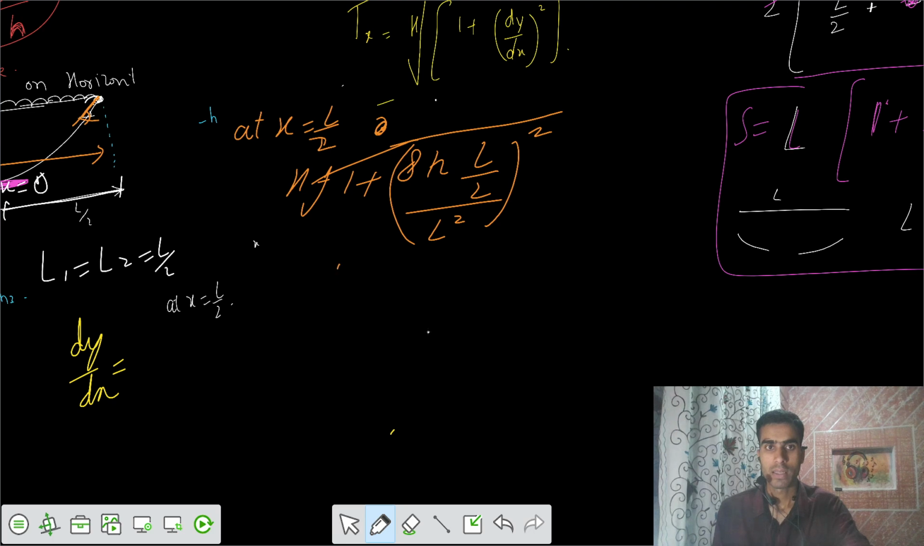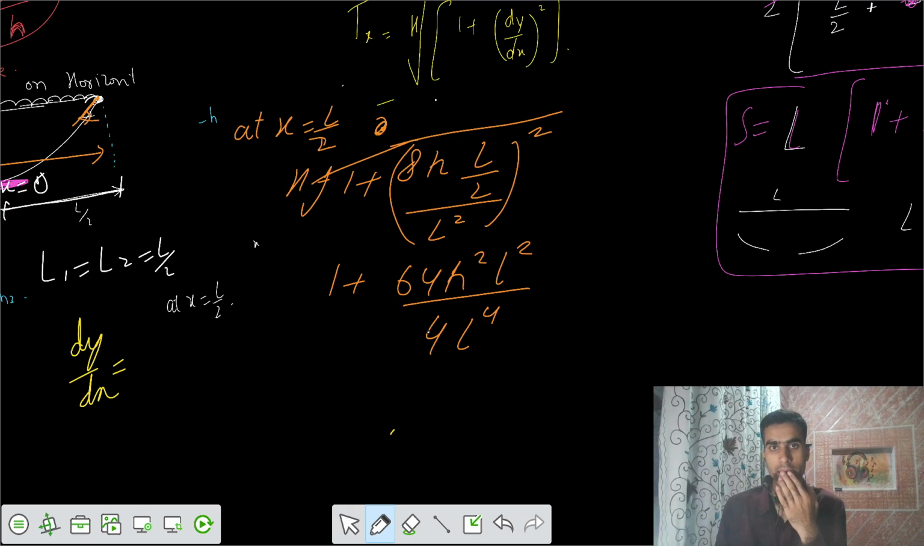I would say this is 1 plus 8 8s are 64, and it's h square, L square divided by 2 to the power 4, L to the power 4. So we got some value 8h L by 2. It is 2 to the 4. Is it 16?